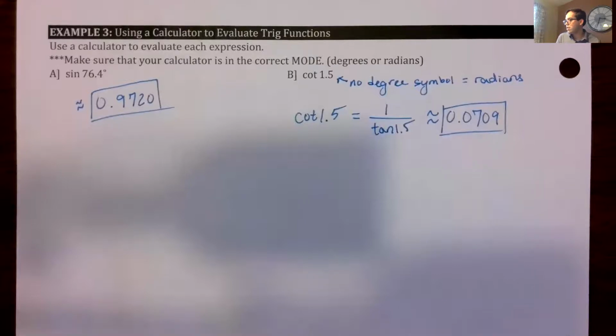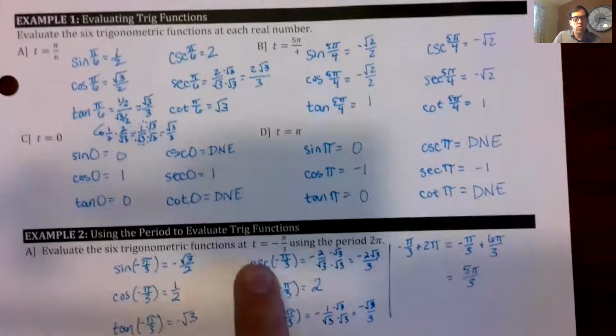Okay, so that is how you use a calculator to evaluate trig functions. So hopefully that gives you a little bit more of a taste of how we do all of this. Don't forget the period is 2 pi. You're going to have to use that a lot on the worksheet.